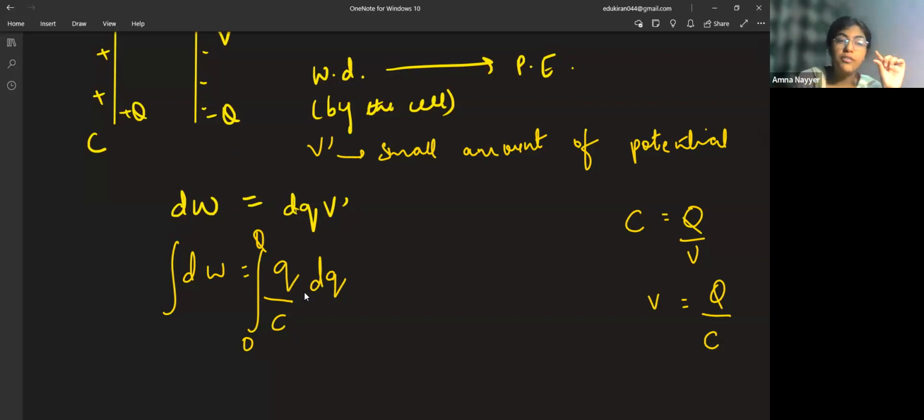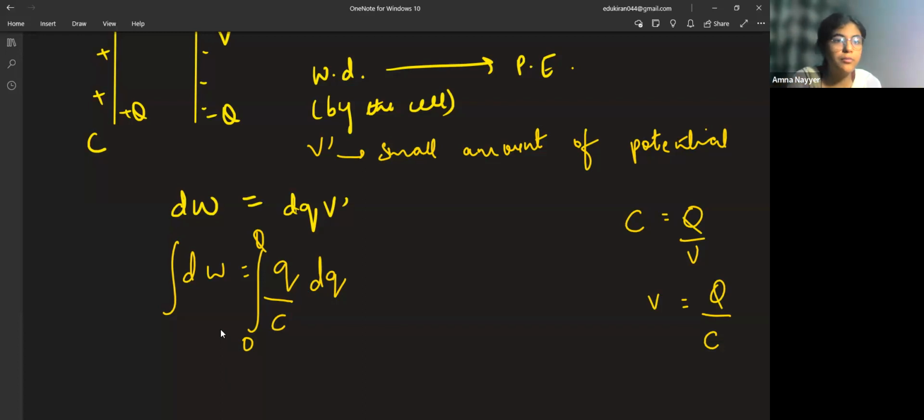So this was for a very small amount of work done. What we have to find? We have to find out the entire work done that is being done by the cell. So to find out the entire, we'll integrate the entire charge. Minimum amount of charge can be 0. So we had chosen the lower limit as 0. And upper limit, that is the maximum value of the charge.